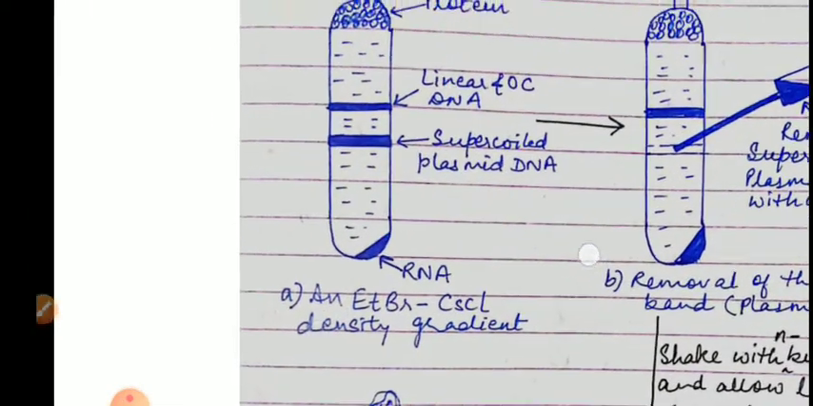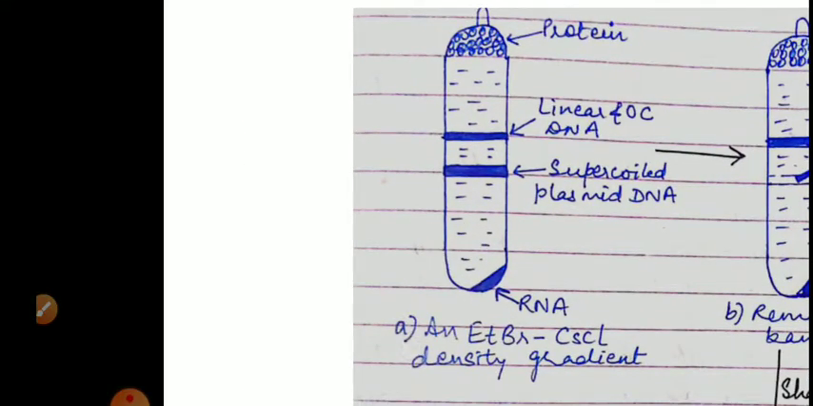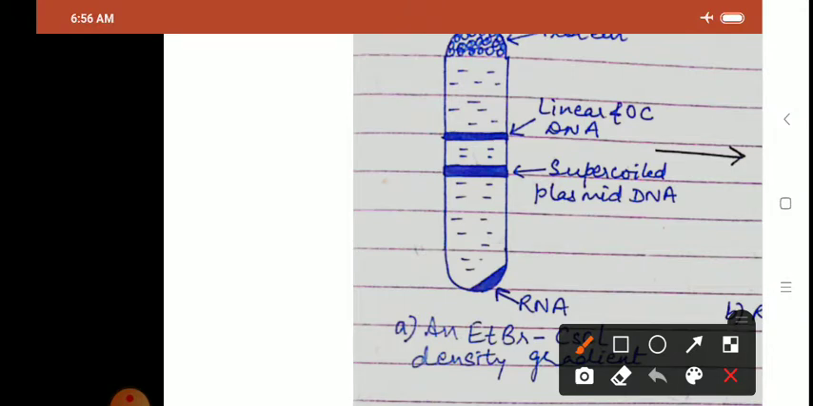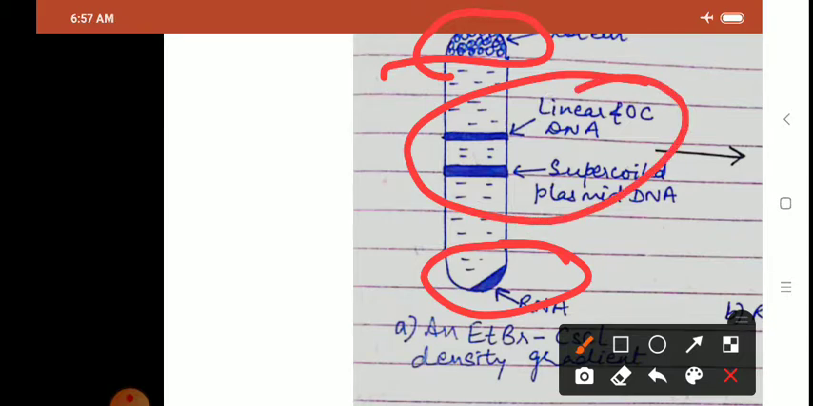Just look at the first diagram. So this is a tube which contains cesium chloride density gradient with ethidium bromide. So it is an ETBr cesium chloride density gradient tube. Okay. Now, when you place the macromolecules, the proteins being lighter in weight will float at the top. The RNA will pellet down, right? And now your DNA will be present here. Okay. Why are we getting two bands, linear DNA and supercoiled plasmid DNA? Because ethidium bromide is present.